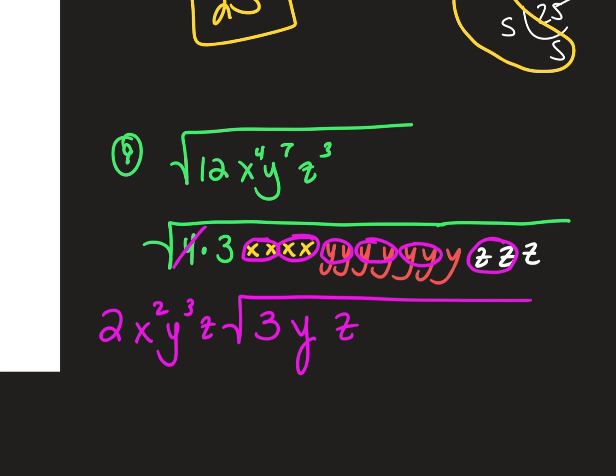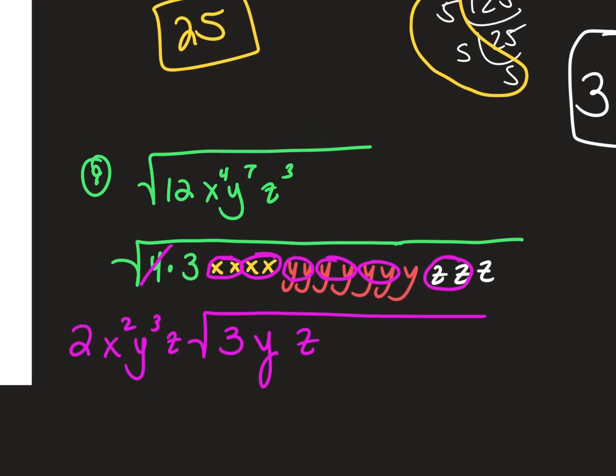Another way you could do that, guys, without writing everything out, you can take your exponent, x to the 4th, and divide it by 2. What's 4 divided by 2? So that gives you x squared.